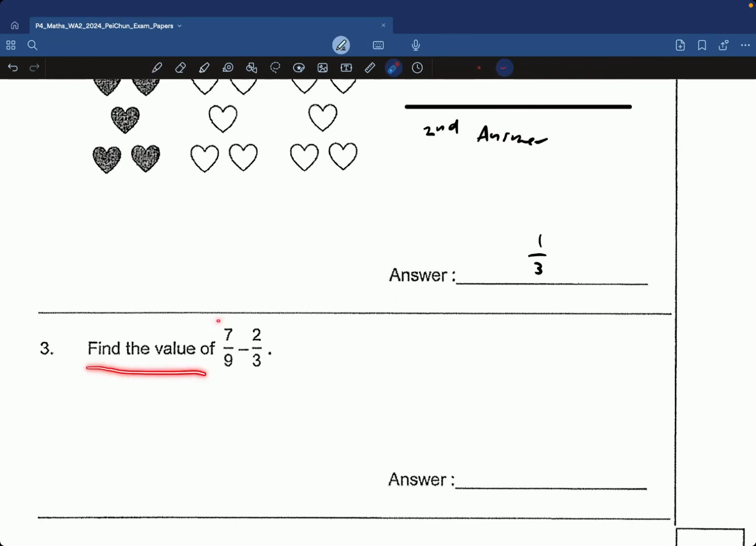Find the value of 7 over 9 minus 2 over 3. Let me write it down: 7 over 9 minus 2 over 3. Can you see what's the lowest common multiple between this 9 and 3? If you think it's 27, you're right. But the easier way is to multiply 3 by 3, and this will give you 9.